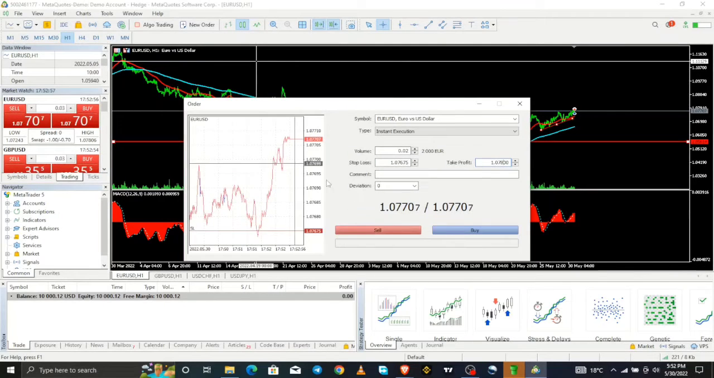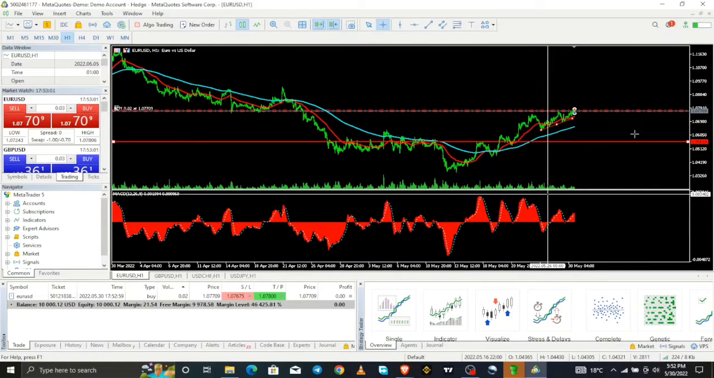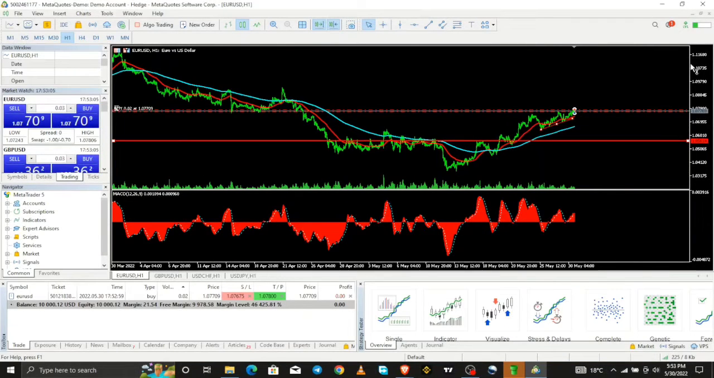If you are in a bearish move you sell, and if you are in a bullish move you buy. So we are in a bullish move, and we are not using a limit order, so we have executed at the market order. And here is our trade. As you can see, we are already in profit.